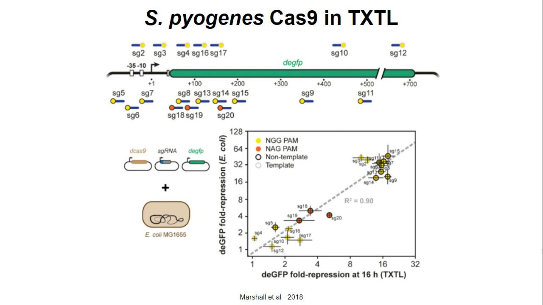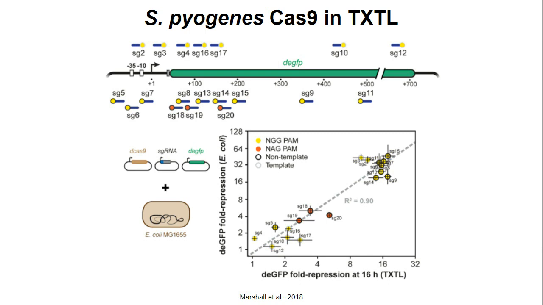And so we use the Echo, and we can measure the efficiency of all the guide RNAs very quickly with it. As you can see in the plot below, we have our y-axis for the repression in E. coli, and we have our x-axis for the repression in TXTL. And there's an excellent agreement between them.